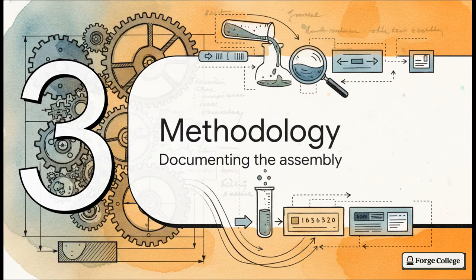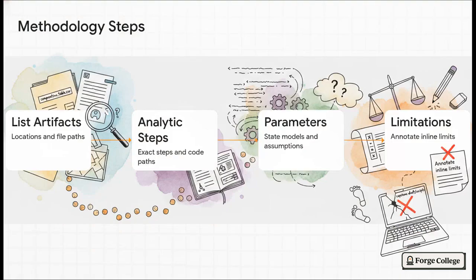Moving on to Section 3. Mapping the methodology, documenting the assembly process. Now, your methodology isn't just a Dear Diary entry of what you did. It's a completely reproducible data recipe. First, you list your primary artifacts and their exact file locations. Second, enumerate the exact analytic steps and code paths. Third, state your model parameters and assumptions. And fourth, annotate any inline limitations. Look, if a peer reviewer opens your workspace and has to guess how you got your numbers, your credibility is basically toast. You have to leave breadcrumbs that are impossible to miss.